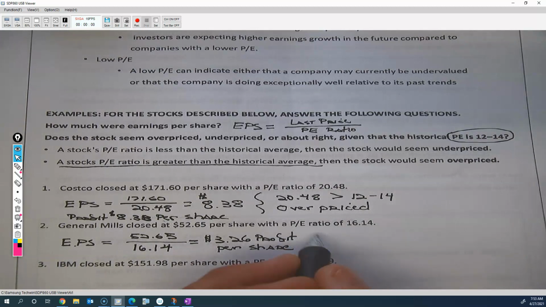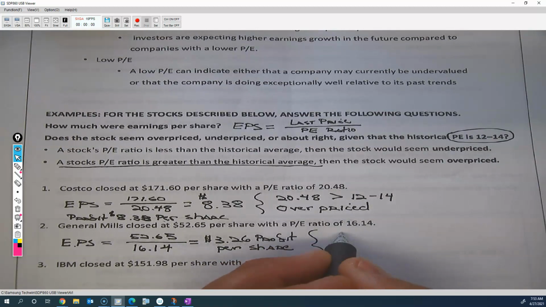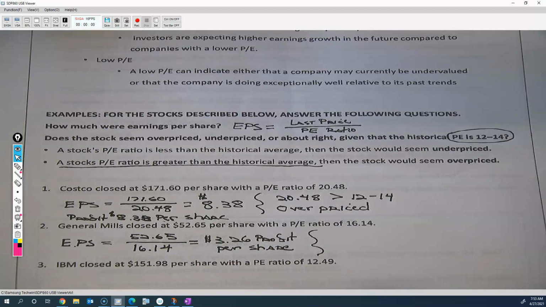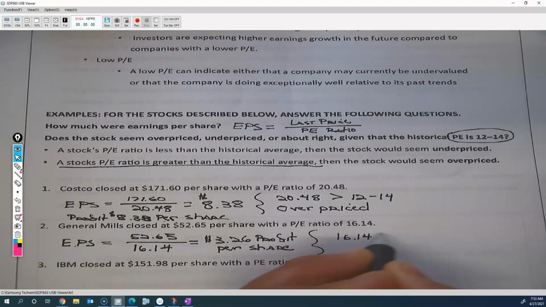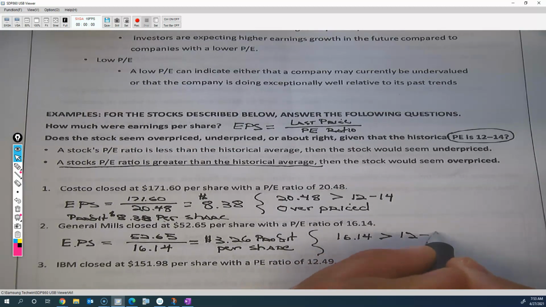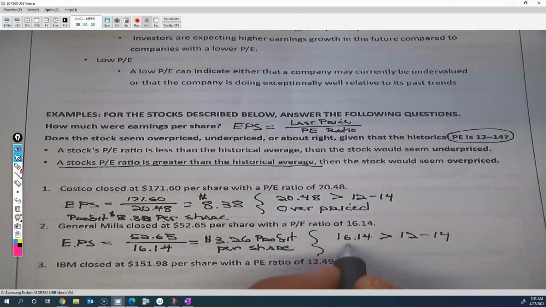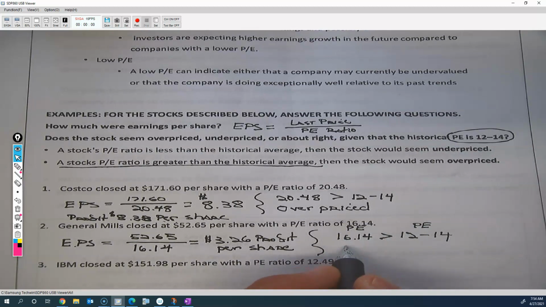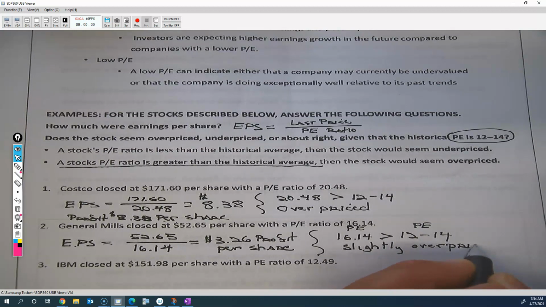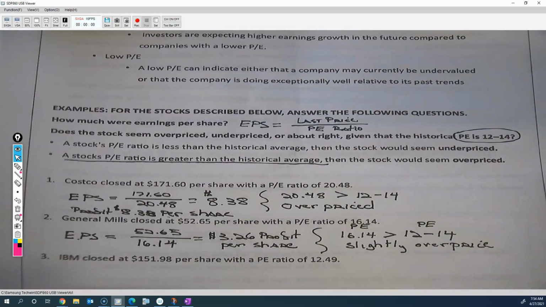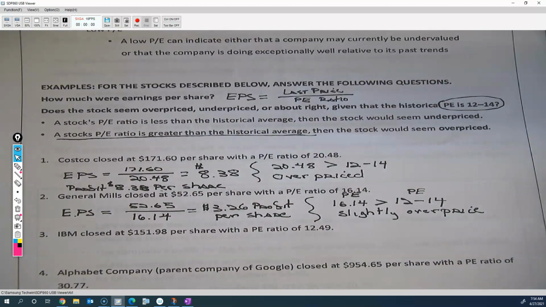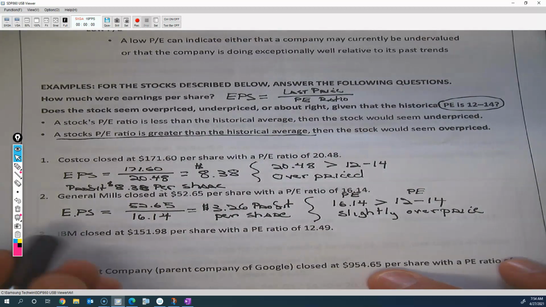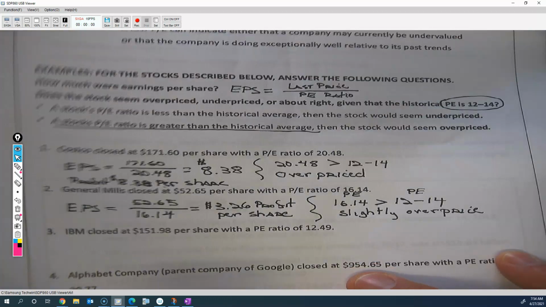Okay. Now, is it overpriced, underpriced, or just right? Well, 16.14 is greater than 12 to 14. So this PE ratio compared to the historical PE ratio, it's higher. So General Mills is slightly overpriced. Okay, so far, all the stocks we've looked at are slightly overpriced. If I was looking for a valued stock, I'm looking for one that's underpriced.